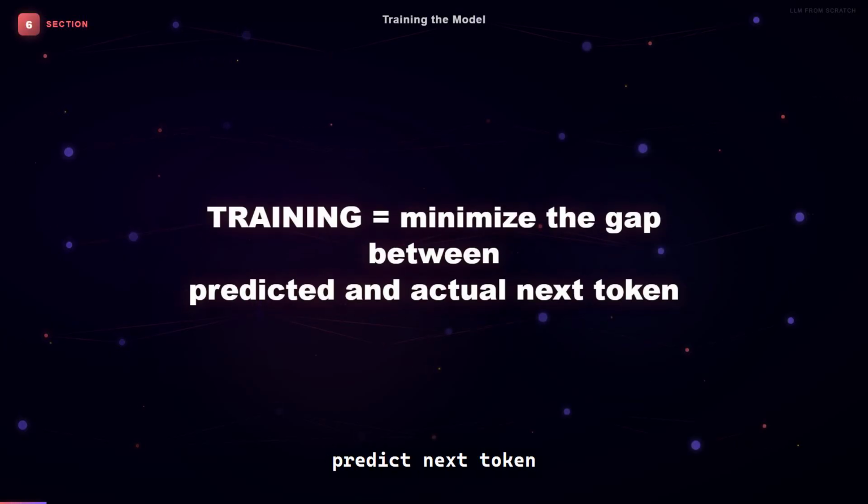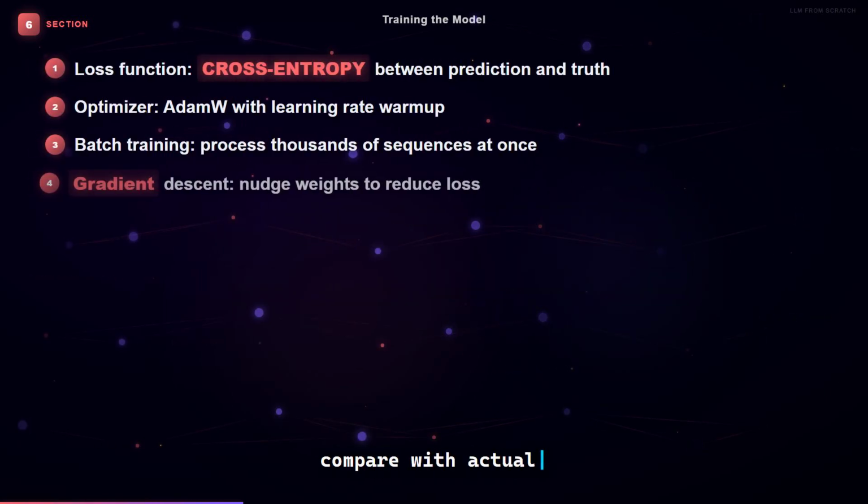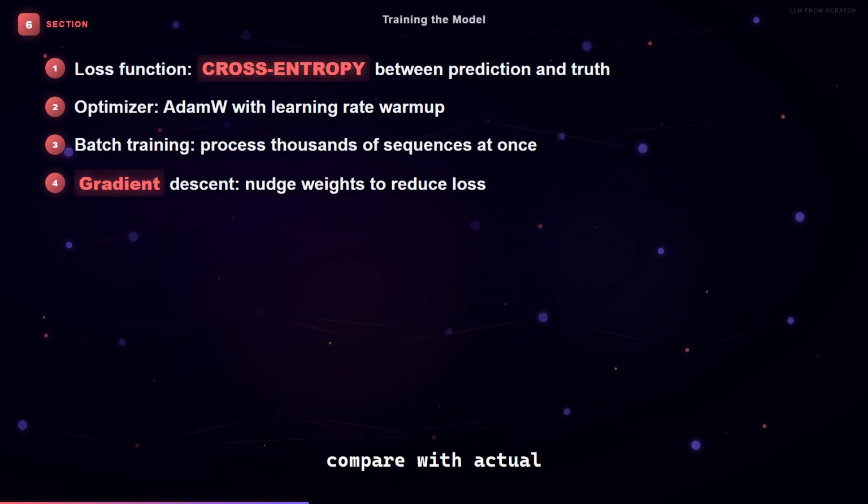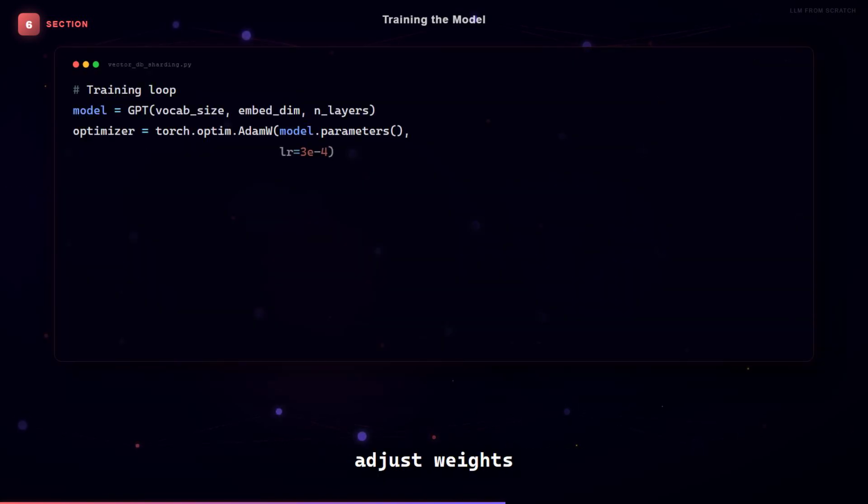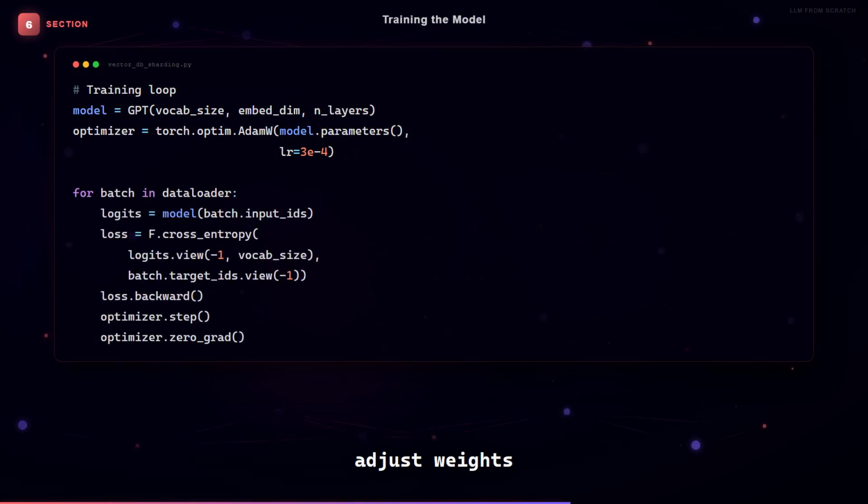Section 6. Training. The model predicts the next token, we compare it with the actual next token using cross-entropy loss, and then adjust all the weights using gradient descent. We use the AdamW optimizer with learning rate warm-up. Training happens in batches of thousands of sequences. For a real LLM, this process runs for weeks on thousands of GPUs. But the concept is exactly the same.